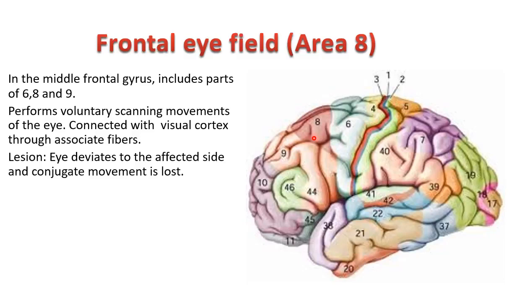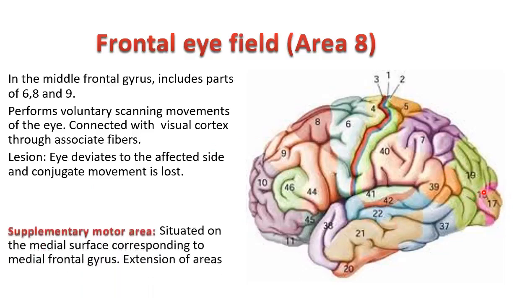Okay, so with a lesion, the eye deviates to the affected side. Whichever side the lesion is on, the eyes deviate to that side, and the conjugate movements of both eyeballs, the scanning movements, are lost. So they don't track an object in the direction in which it is moving; that conjugate movement is lost. And the frontal eye field also has connections with your occipital lobe, your primary visual area.